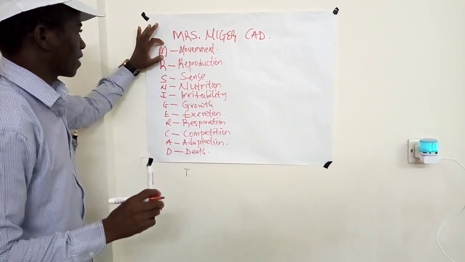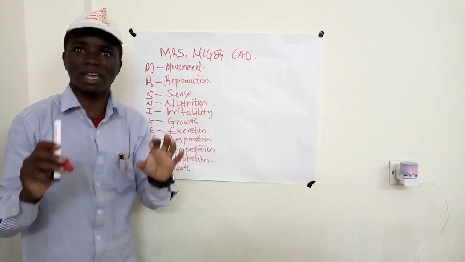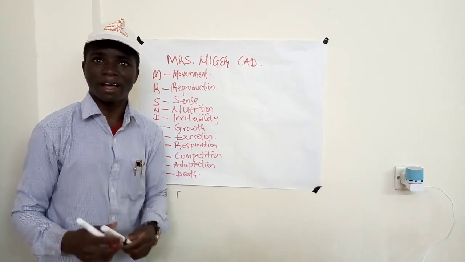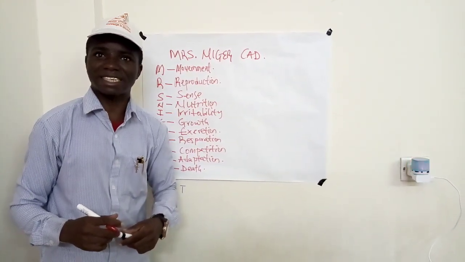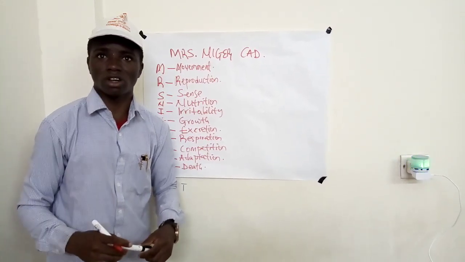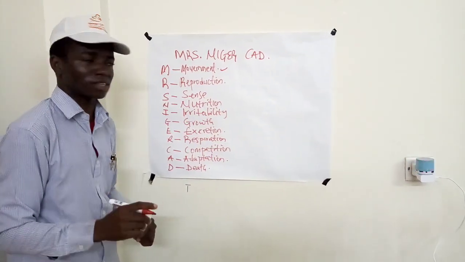Let's pick them one after the other. This is movement. In movement, every living thing has the ability to move from one place to another. But the movement is different in plants, because plants undergo bending movement in their own system. But animals can locomote from one place to another.